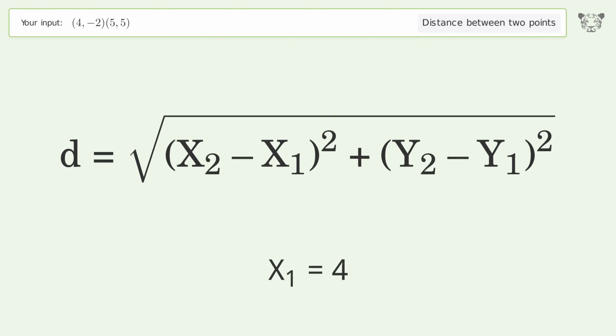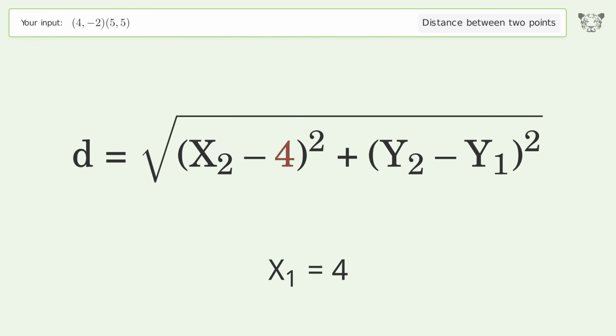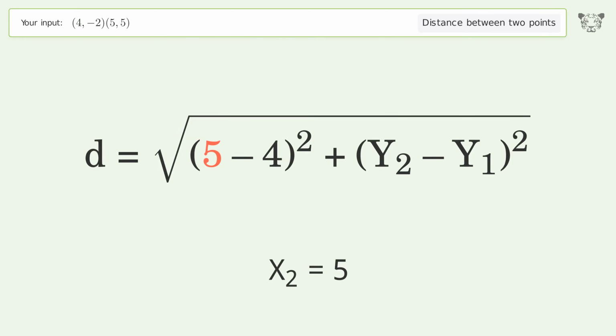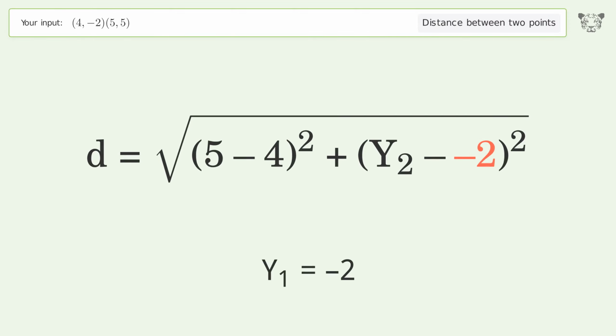x1 equals 4. x2 equals 5. y1 equals -2. y2 equals 5.